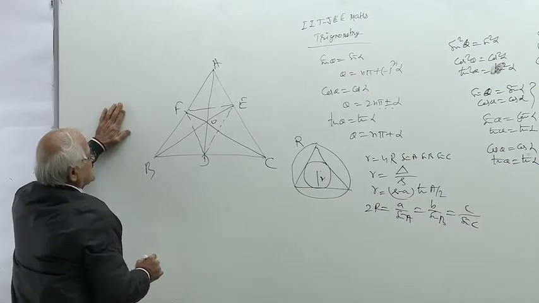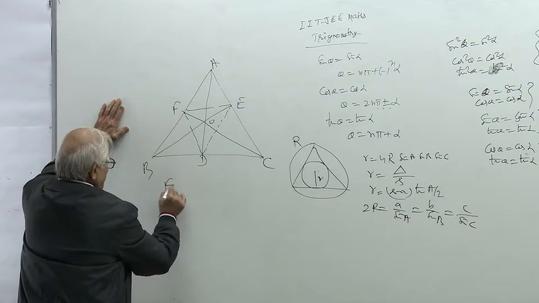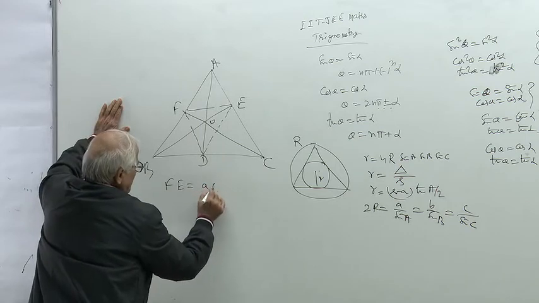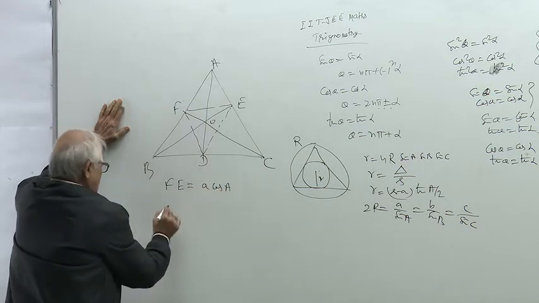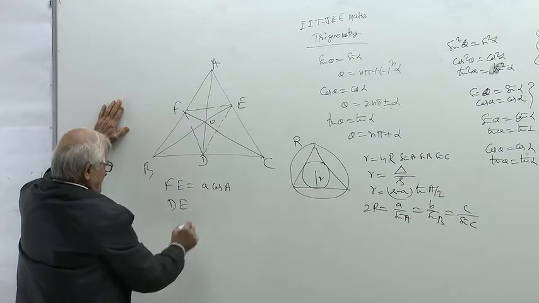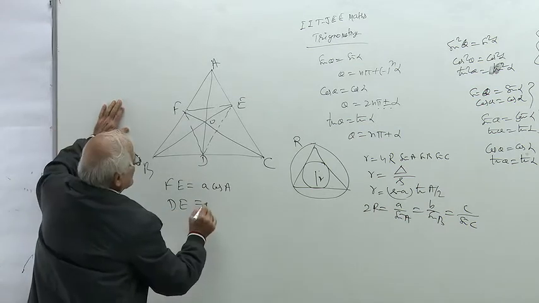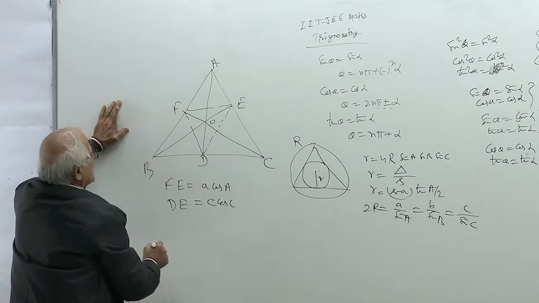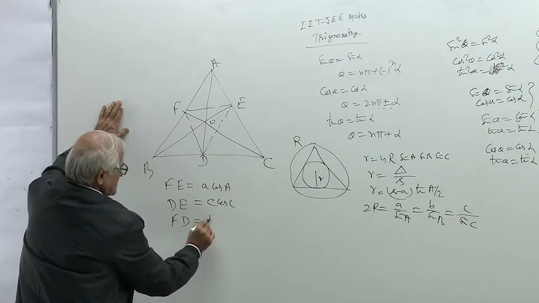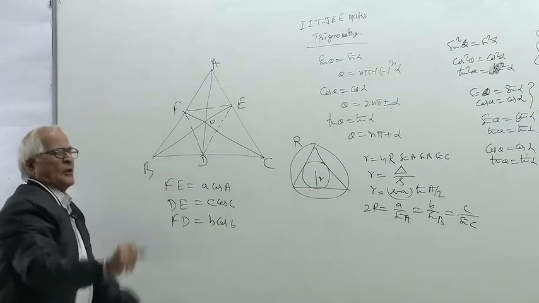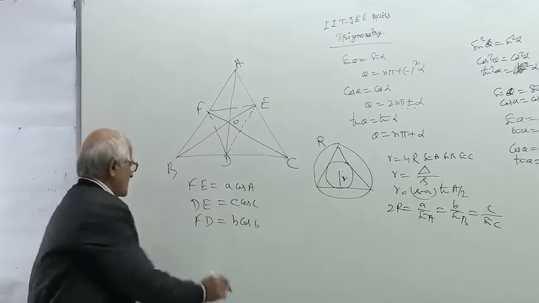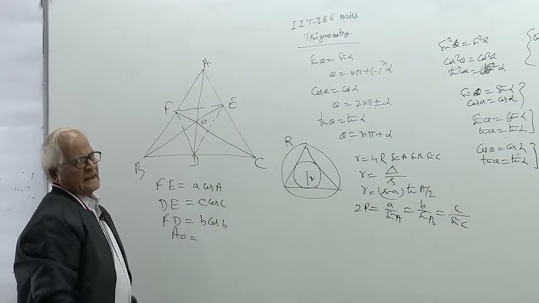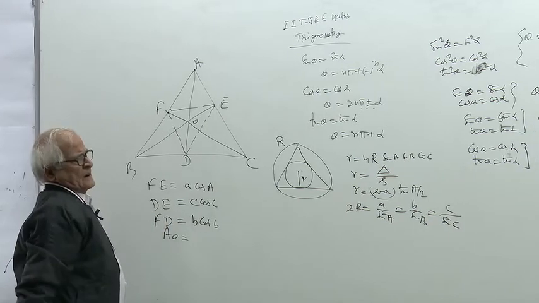Now, what is the distance between, if we do in this way, this is a cos A. Similarly, EF is a cos A, DE is c cos C, opposite to C, and FD is equal to b cos B. We have many formulas, you have to remember. Now this is the pedal triangle, pedal triangle.